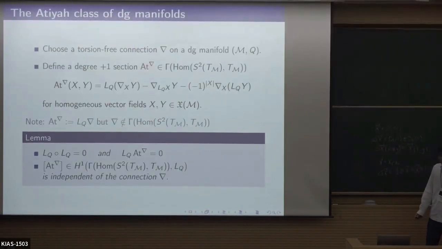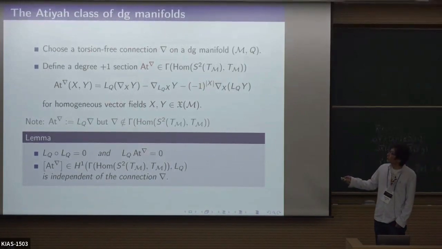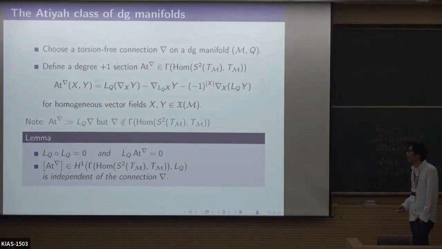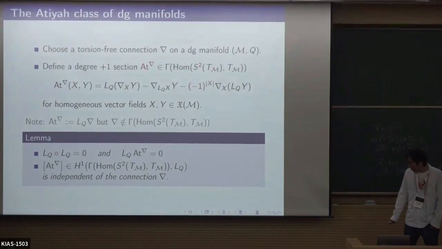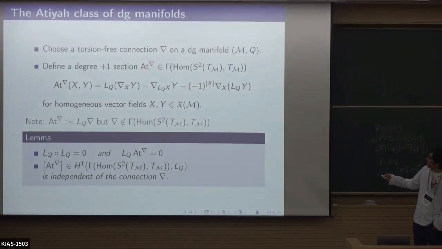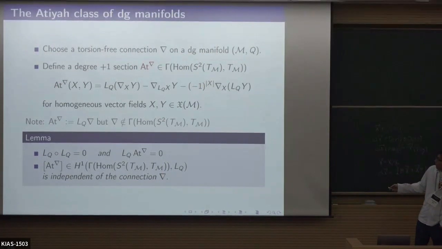Okay, so we are using the same technique for a differential graded manifold. We choose a connection. Well, for convenience, I take a torsion-free connection. And then we are going to choose a section whose input is a symmetric 2-tensor of TM, and the output is the tangent bundle of M. So in a sense, this is S^2 of T dual M tensor TM. It's a section of that, defined by this formula. And this formula, in a sense, is just the Lie derivative of nabla along the homological vector field Q.